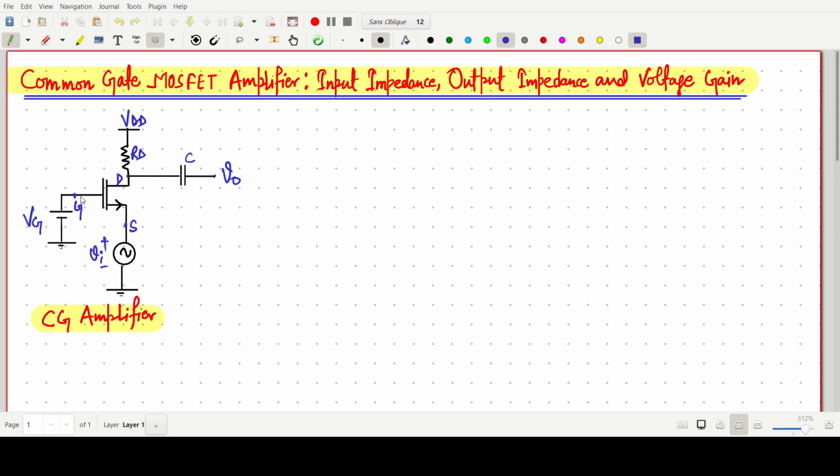Here the gate terminal is there, drain and source, and we are giving an AC input voltage across the source, and we have also given one DC voltage for biasing to the gate side, that is our VG, and one drain resistance RD is there, VDD supply, and we are taking output across the drain side through a capacitor C as the output voltage V naught. So this one is the common gate amplifier, CG amplifier.